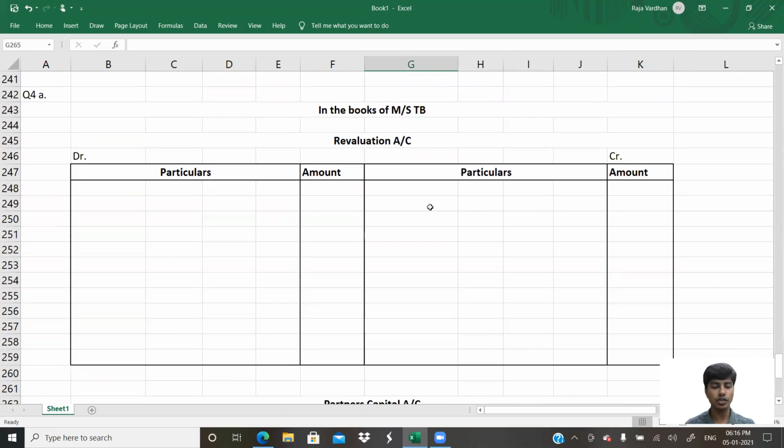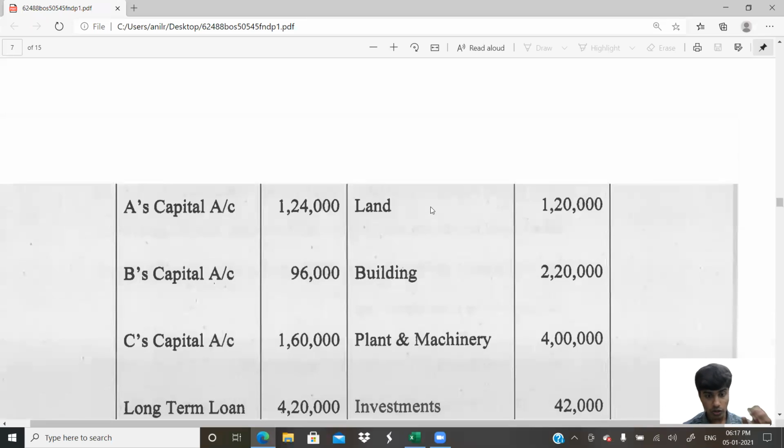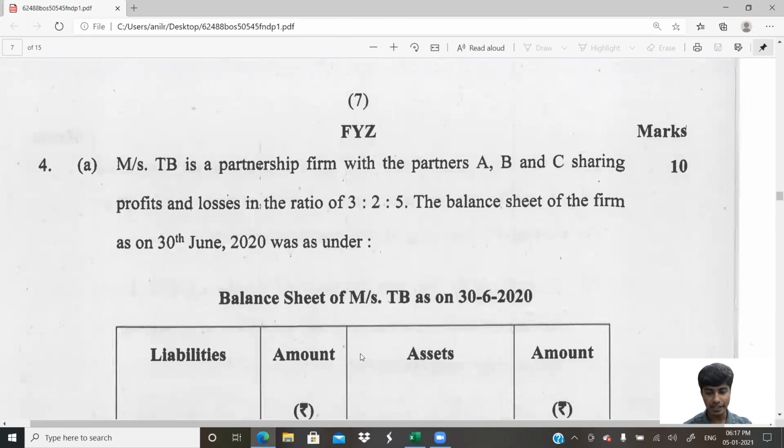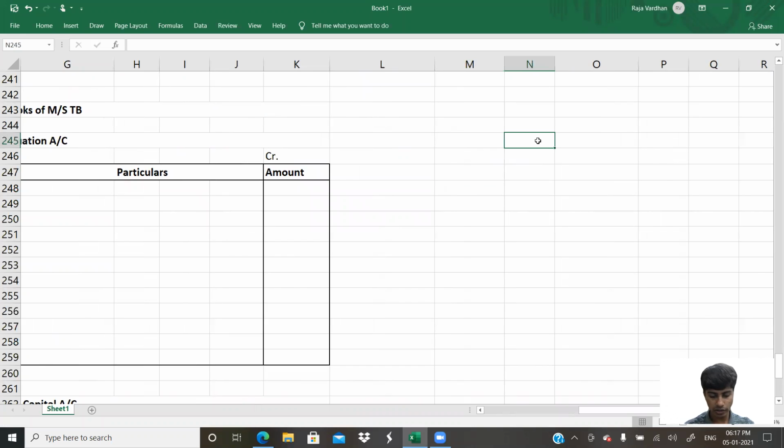Whatever they've asked, revaluation account and partners capital account. We'll go on reading the question and then go on posting the items to our revaluation account and partners capital account. Anything else that comes up newly will be our working notes that I'll also do simultaneously. Let us start. So we're not going to waste any time reading the balance sheet. Before that, the only thing that we need to notice, ABC profit sharing ratio is 3:2:5. This is important. This will become our working note 1.